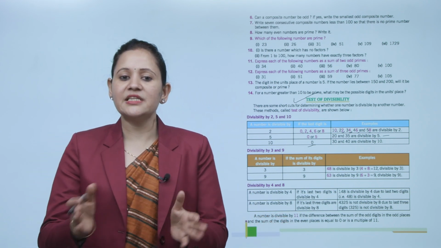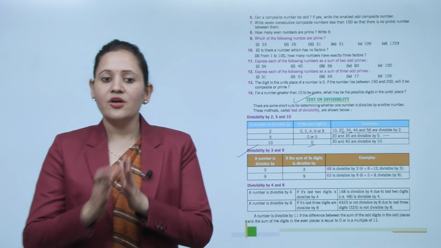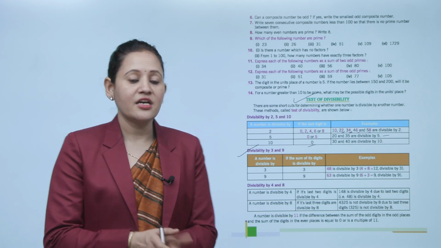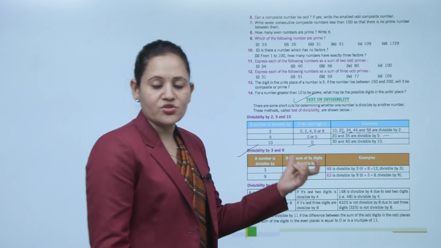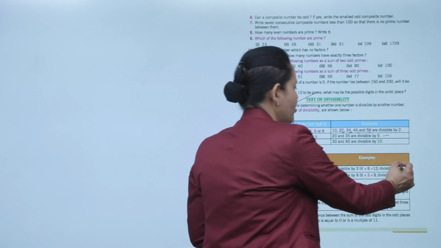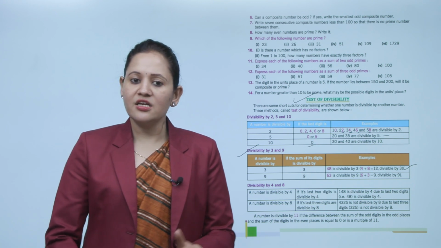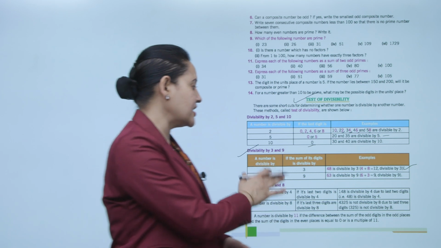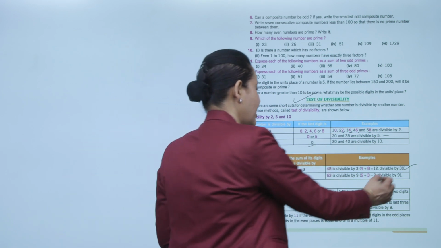Next is divisibility by 3 and 9. For checking whether the given number is divisible by 3, the sum of digits should be divisible by 3. Like 48. So the sum of digits 4 plus 8, that is 12, and 12 is divisible by 3. So the given number 48 is divisible by 3. For 9, the same. The sum of digits should be divisible by 9. Like 63. 6 plus 3, that is 9. So it is divisible by 9.